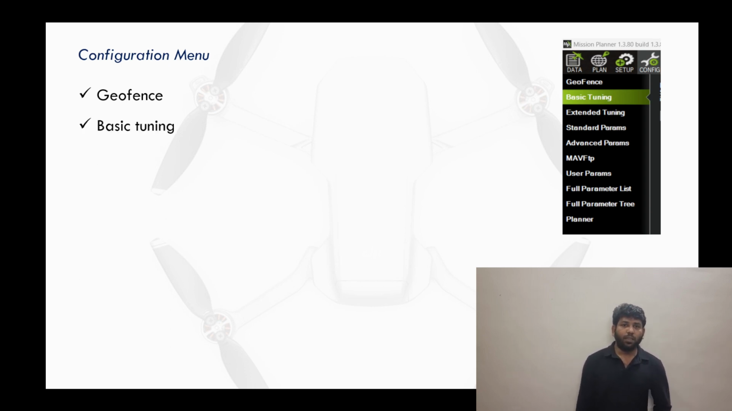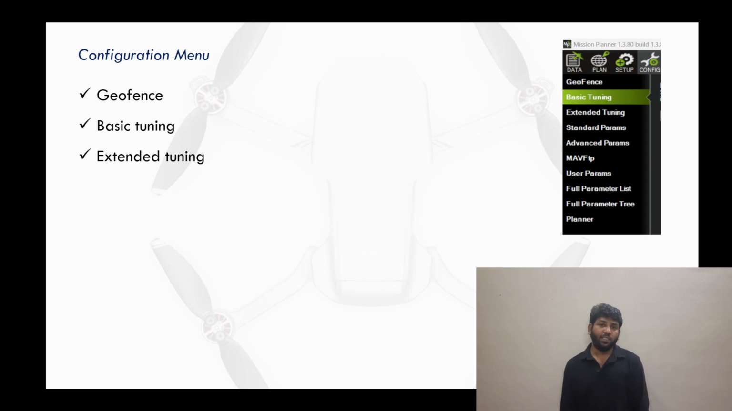Basic tuning. The basic tuning option provides essential tuning parameters that affect the flight characteristics and performance of your drone. Extended tuning. In the extended tuning menu, user can find additional tuning parameters for fine-tuning your drone performance and behavior. These parameters may include advanced settings for PID controller, rate limit, filter setting and other parameters.